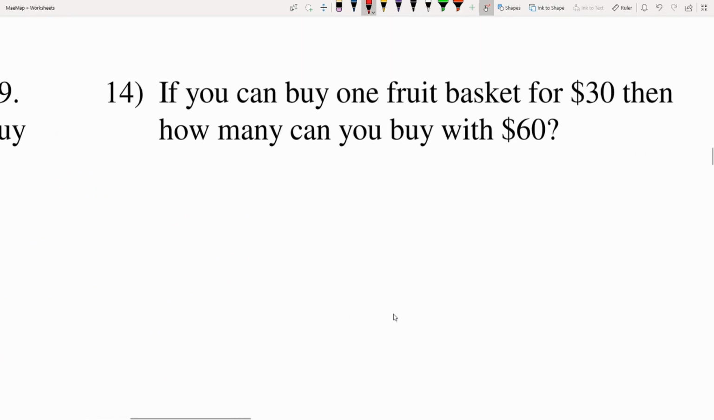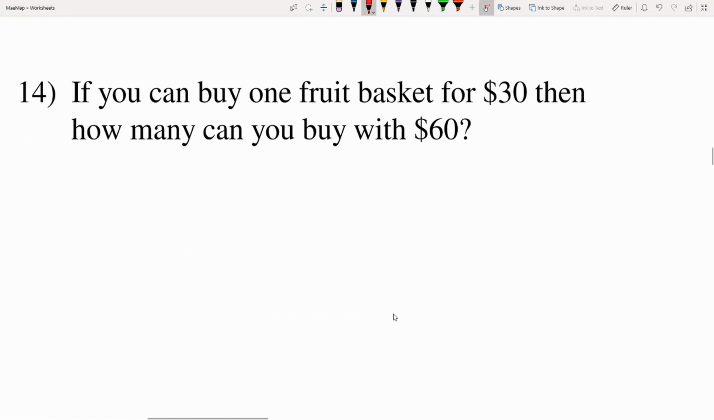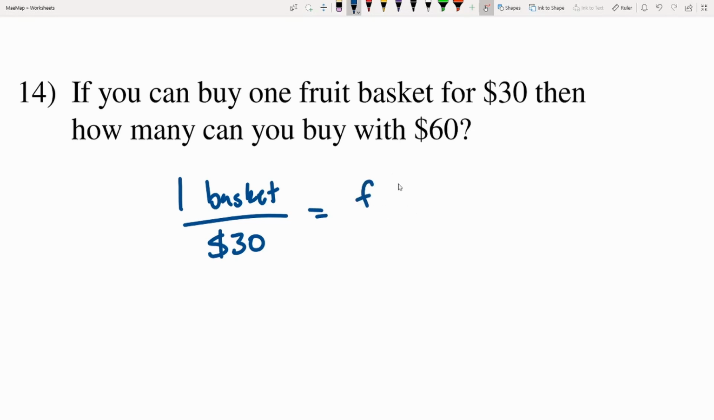In number 14, it says if you can buy 1 fruit basket for $30, then how many can you buy with $60? So if you can buy one fruit basket for $30, how many can you buy? So how many baskets? I'll call this F baskets for fruit baskets, where F is going to be our variable. So if one basket costs $30, F baskets will cost $60. So what exactly is F?